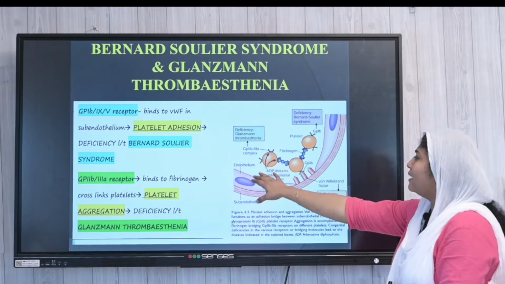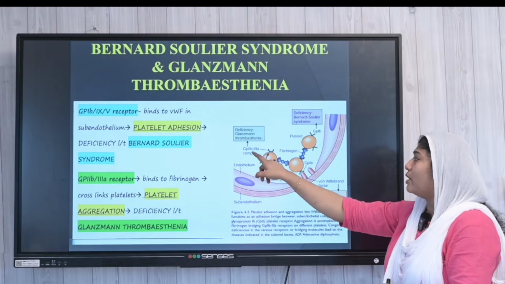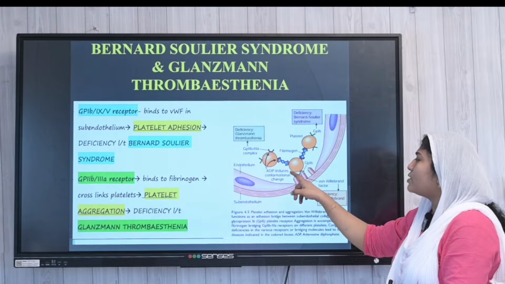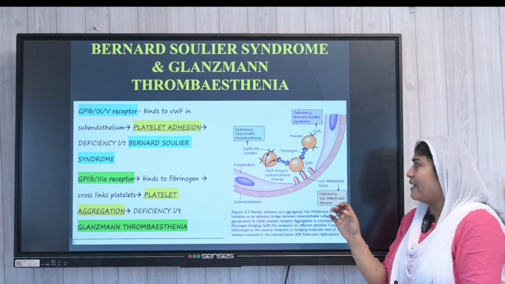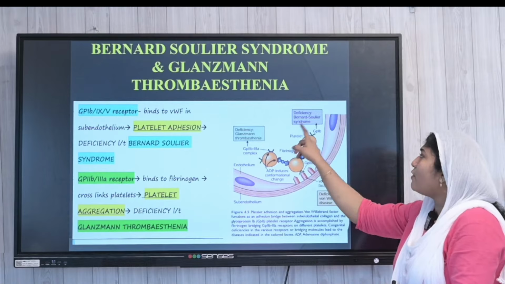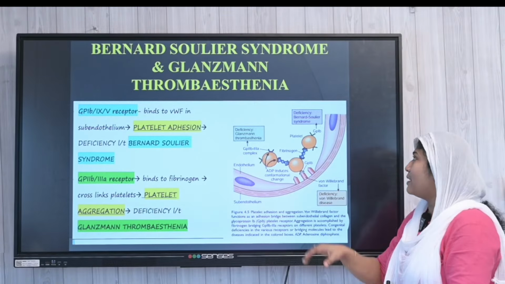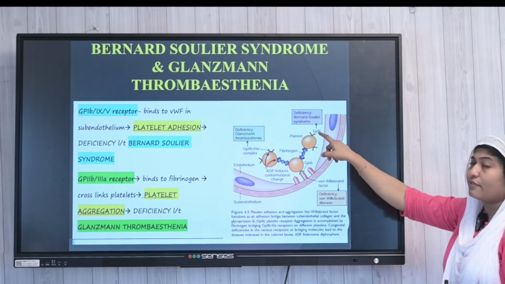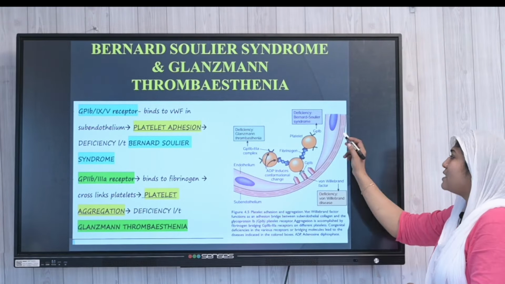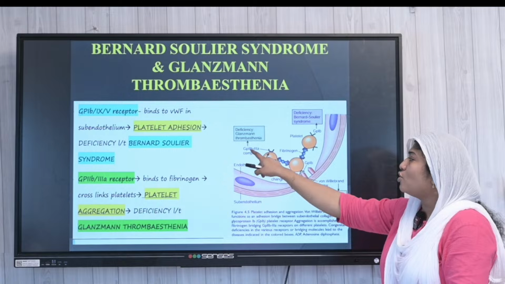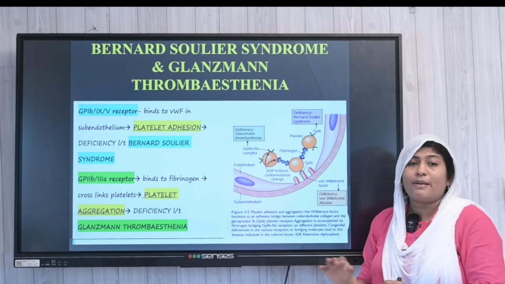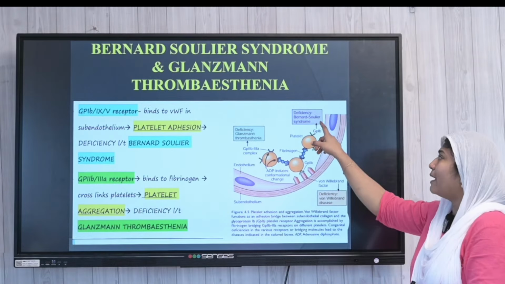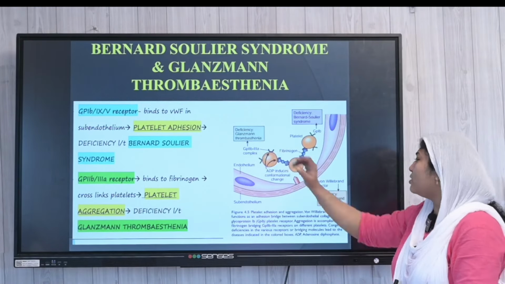And similarly, the other two receptors, the glycoprotein 2b and 3a receptor complex, can also attach to the injured area to prevent bleeding. So, any problem in these attachments, either deficiency of the glycoprotein 1b receptor in Bernard-Soulier syndrome, or a problem in the 2b or 3a receptor complex, will result in prolonged bleeding of the patient. These two conditions are called Bernard-Soulier syndrome and Glanzmann thrombasthenia.